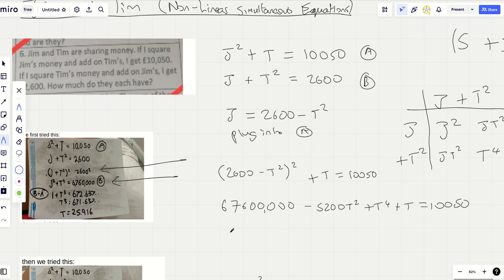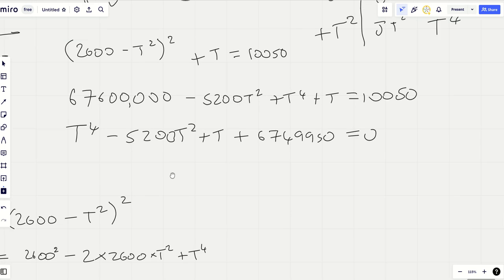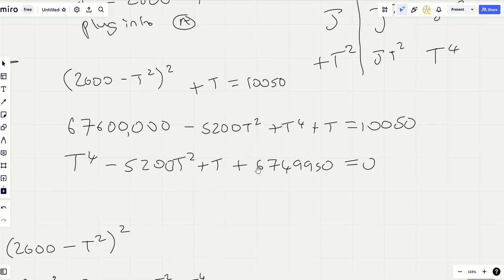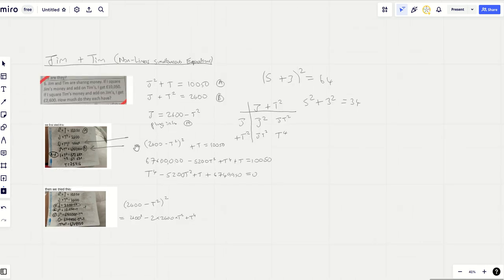Yeah, and I could take it all onto this side and write it as a quartic, because it is a quartic, minus 5,200 t squared plus a t, and then plus 6,749,950 equals 0, and then I could use something called factor theorem, which we do in year 12, and factor theorem is just like a guessing theorem, and I could guess at solutions. That's definitely not the way to do it, because this is for year 9, yeah?